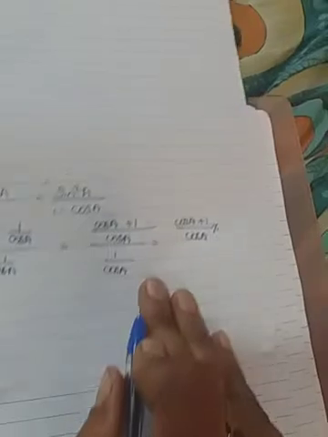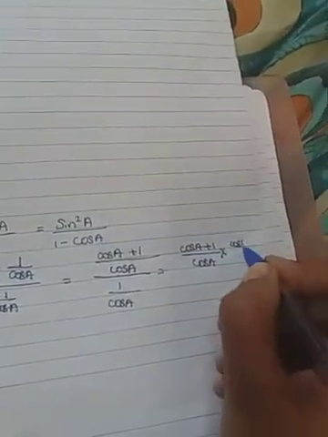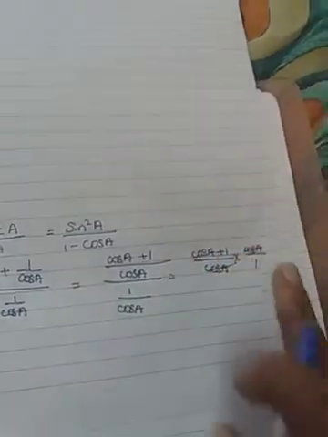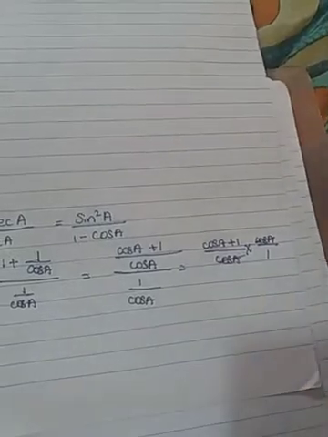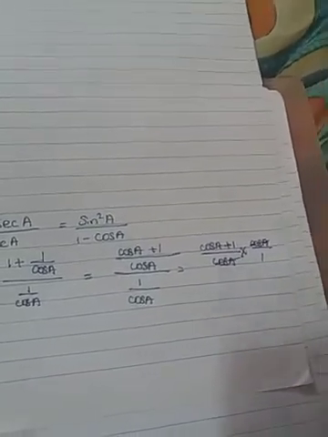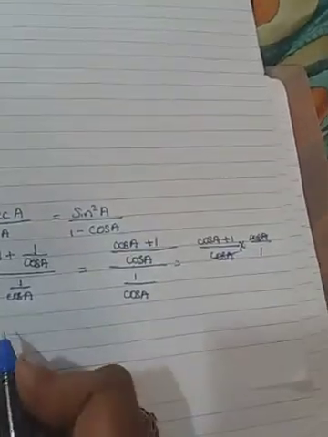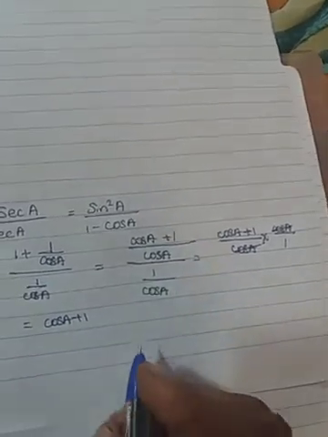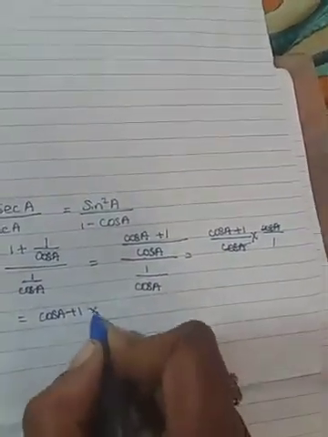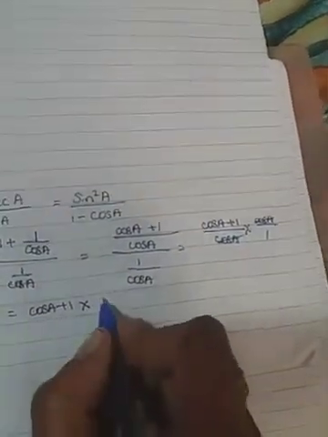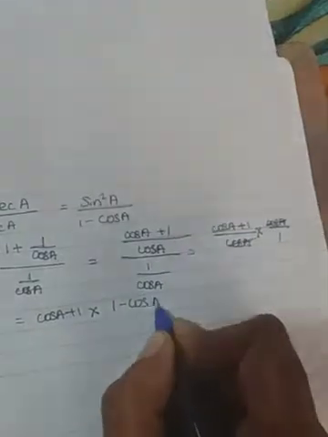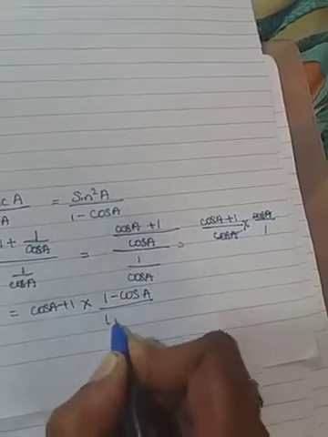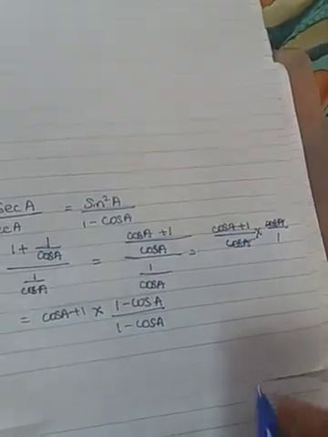The denominator becomes reversed, so it is cos a divided by 1. Yes, cos a gets cancelled. So now we got only cos a plus 1, or 1 plus cos a. Let's multiply this cos a plus 1 by 1 minus cos a, divided by 1 minus cos a, on both the numerator and the denominator.